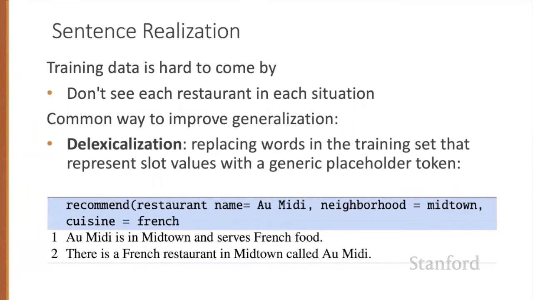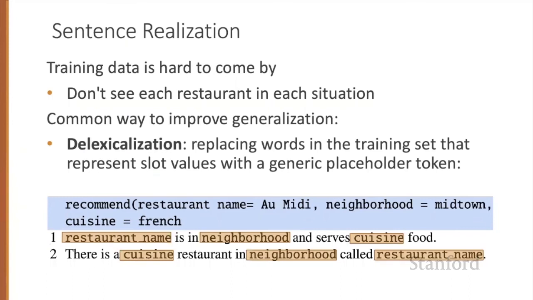Training data, however, is hard to come by. We're unlikely to see every possible restaurant with every possible attribute in the many different worded sentences. So it's common in sentence realization to increase the generality of the training examples by delexicalization. Delexicalization is the process of replacing specific words in the training set that represent slot values with a generic placeholder token representing the slot. So we can delexicalize both of these two sentences by replacing au midi, Midtown, and French. Voila. Restaurant name is in neighborhood and serves cuisine, food.